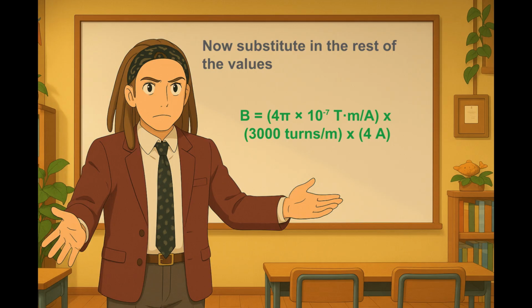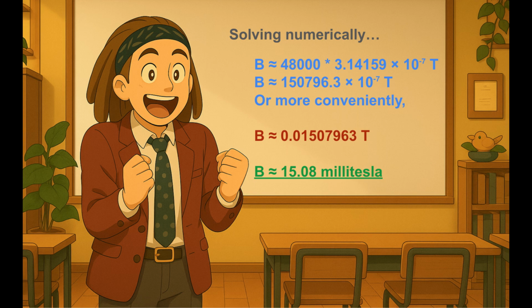B equals 4 pi times 10 to the minus 7 Tesla meters per ampere, times 3,000 turns per meter, times 4 amps. Let's multiply the numerical values. B equals 4 times pi times 3,000 times 4. B equals 4,000 pi times 10 to the minus 7. Calculating the value. B is approximately 4,000 times 3.1415 times 10 to the minus 7 Tesla.